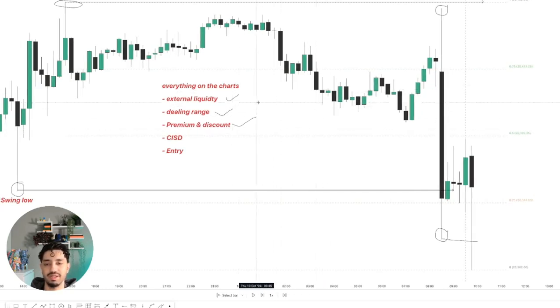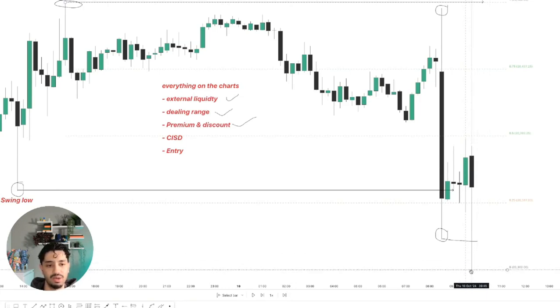So what was the first thing we looked at? Well, we looked at external liquidity, which was above this high and below this low. So as we identified our external liquidity, this comes hand in hand with our dealing range. So this was our dealing range low, and this was our dealing range high. Once we were able to identify this, we look at premium and discount. So we look at the highest high of the range and then the lowest low of the range.